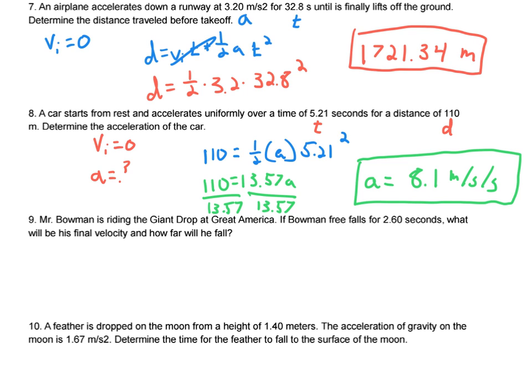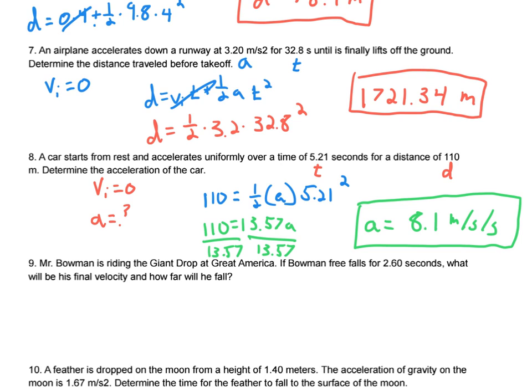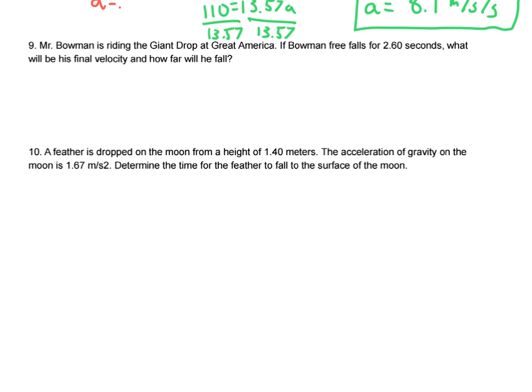All right, next up, we got Mr. Bowman, who's riding the giant drop at Great America. It's an amusement park ride. He free falls for 2.6 seconds. What will be his final velocity? So we can assume initial velocity of 0 again. Final velocity is the question mark. Time is 2.6, and our acceleration is 9.8. And I'm just designating down as the positive direction. So I don't have information about distance, and I don't care about distance.